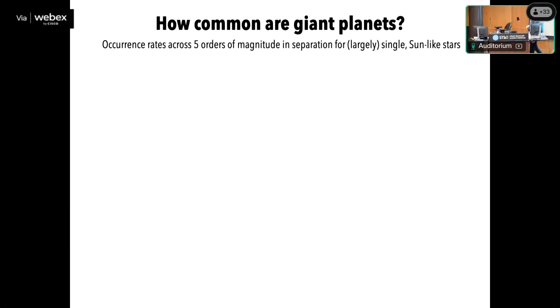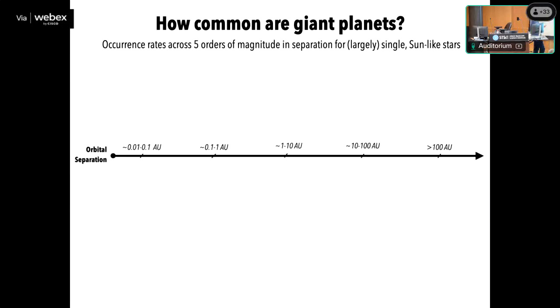Okay, I want to transition to what's been learned about the radial distribution function of giant planets. So this is an assembly, and there are caveats and biases and such, but it's really a first crack at this. Other folks have done this as well, but this is an illustration of planet occurrence rate as a function of separation spanning 5 orders of magnitude.